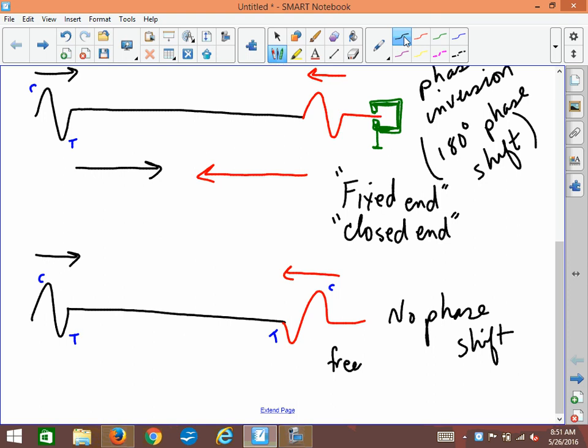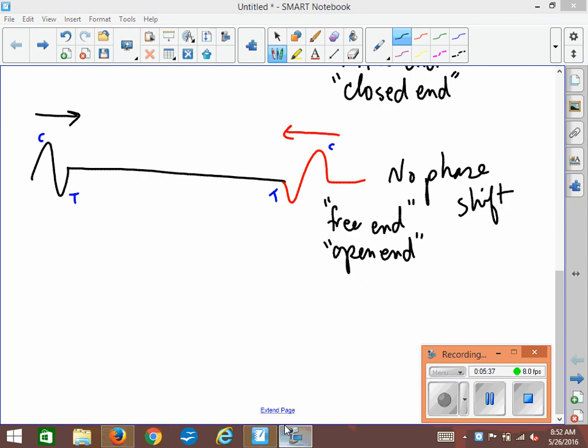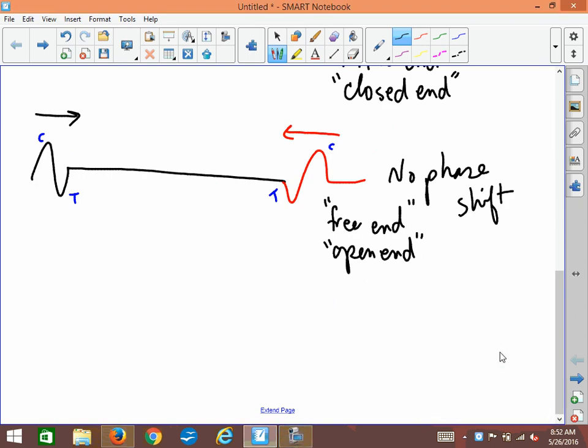Okay, and by end, I simply mean the end of the medium, free end, or an open end. And what that means is the kind of interference that we will get will be different in the case of the free or open end than it would have been in the fixed end, because of the way the waves are inverted in one and not in the other. Okay, so that's all kind of a review. Free end, the open end, the fixed end, closed end, and the phase shift or inversion.